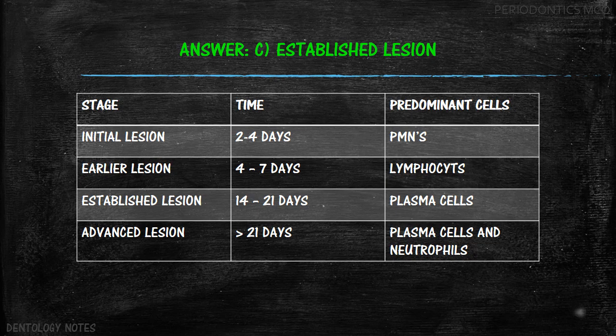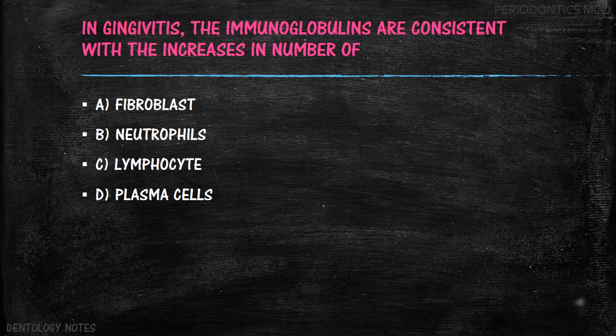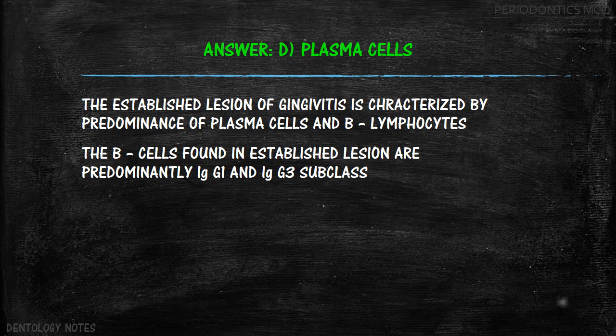In gingivitis, the immunoglobulins are consistent with the increase in number of: A. Fibroblast. B. Neutrophils. C. Lymphocyte. D. Plasma cells. Answer D. Plasma cells. The established lesion of gingivitis is characterized by predominance of plasma cells and B lymphocytes. The B cells found in established lesion are predominantly IgG1 and IgG3 subclass.